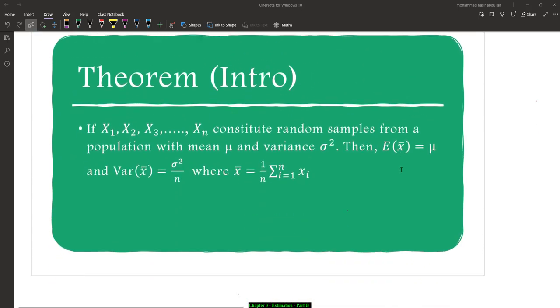Now let's look at the introduction theorem. If x1, x2, until xn constitute a random sample from a population with mean equal to mu and variance equal to sigma squared, and basically xi has a normal distribution with mean equal to mu and variance equal to sigma squared, then the expected value of x bar, the mean of the x bar, should be equal to the true mean. True mean means the population mean. So this is the introduction theorem, and we will try to prove this theorem later on.